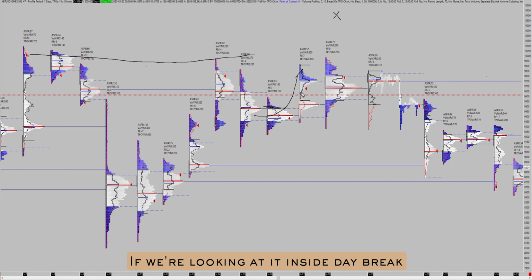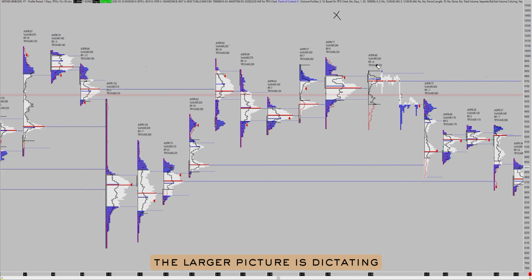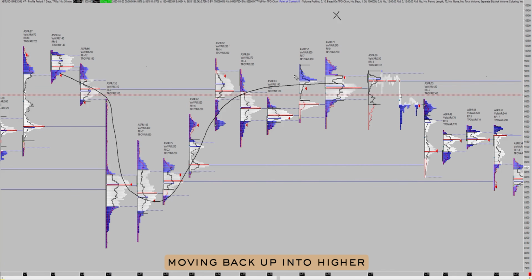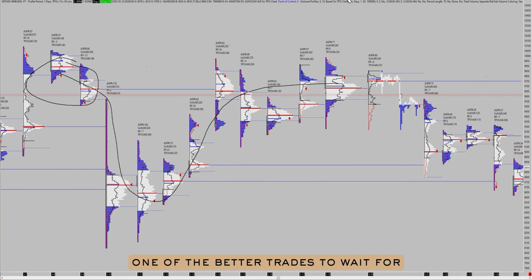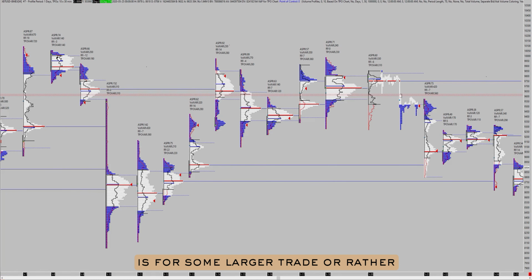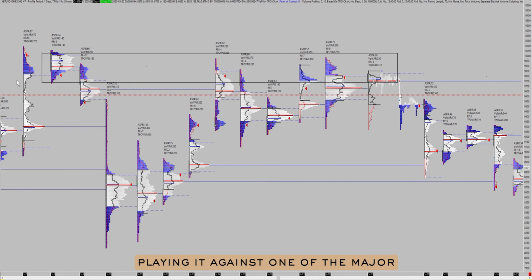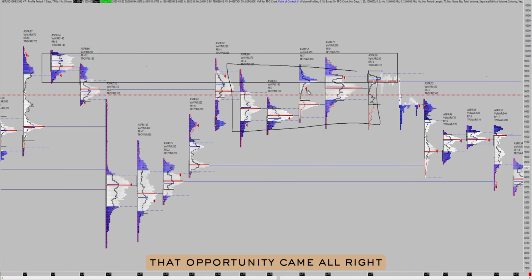All right, if we're looking at inside day break, for me it would probably be just at least the high of this structure, right? But when we see that the larger picture is dictating that this structure is, in this case, moving back up into higher time frame resistance, one of the better trades to wait for is for some larger, higher time frame market structure risk reward. So in this case, playing it against one of the major inflection points that already occurred. And we see that as the market started balancing out up here, that opportunity came.